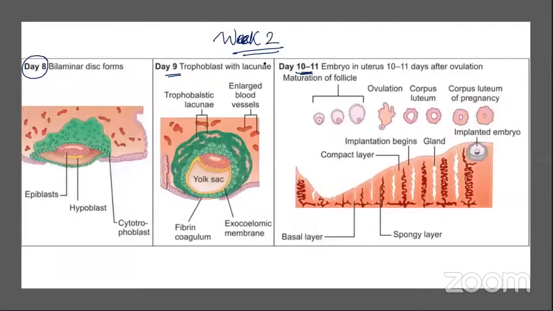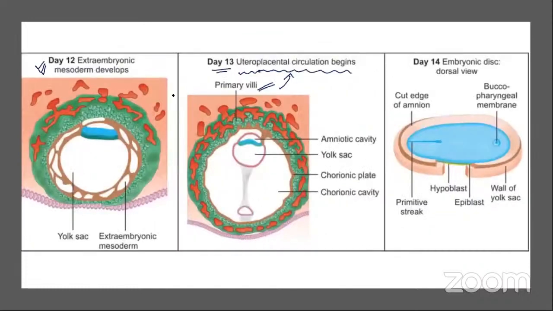Now, you might have already seen the lacunae formations have happened, and still the syncytial trophoblast will again try to expand and will also engulf all the blood vessels. Once that happens, you can see the blood vessels are inside the trophoblast now, and that means the uteroplacental circulation has begun. This is on day 13.